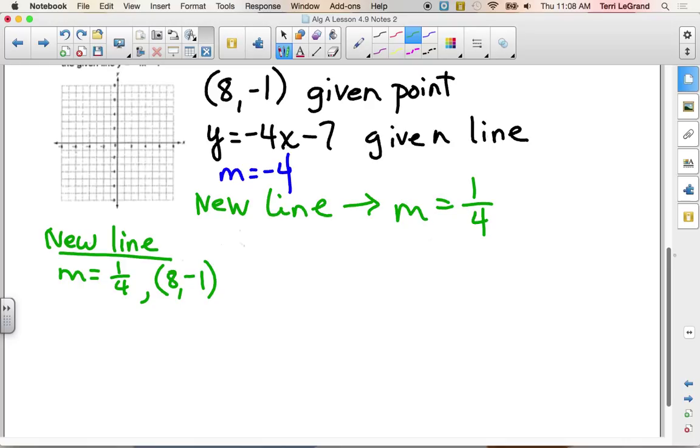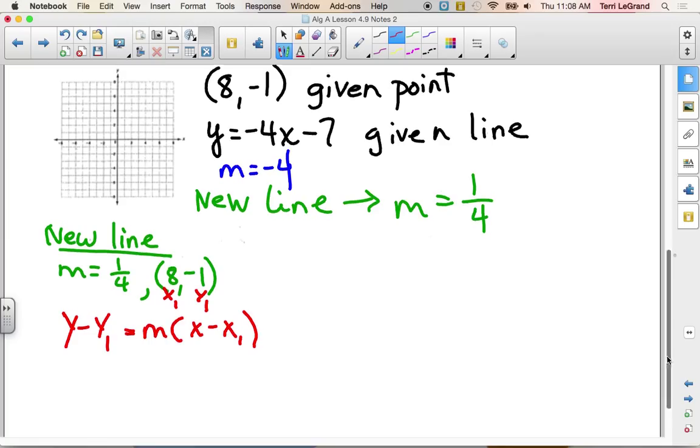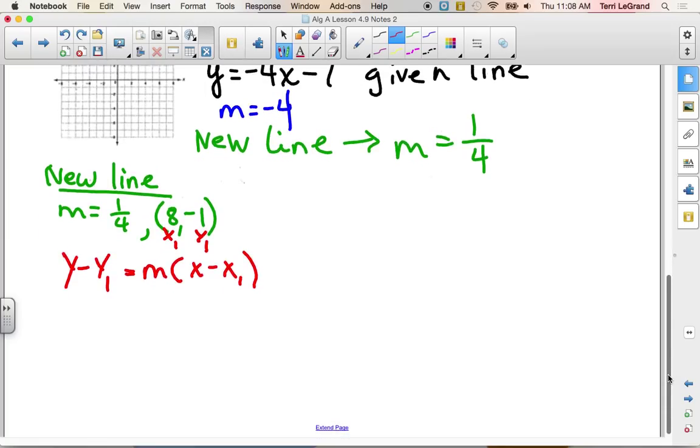What's step 1? Point-slope form, right? Put it into this point-slope form. So we need this to be our x sub 1 and that to be our y sub 1. And we're going to substitute into our point-slope form. So, y stays y. What's going in for y sub 1? -1.